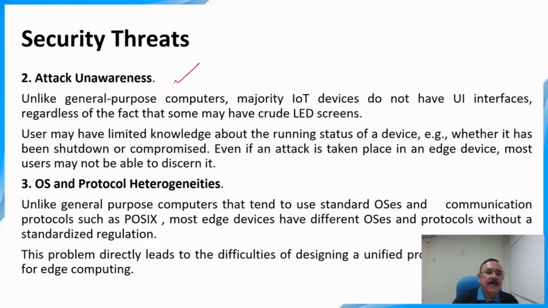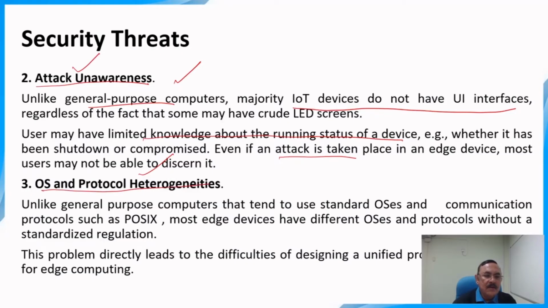So, the second security threat in edge computing is called attack unawareness. Unlike general purpose computers, the majority of IoT devices do not have a user interface, although some may have LED screens. So, the user may have limited knowledge about the running status of the device, and even if an attack takes place on an edge device, most users may not be able to notice it. Therefore, attack unawareness is another security threat in edge computing.